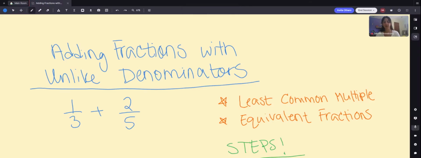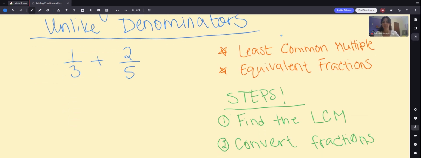Hello, I'm Nicole with My Math Experts, and today we are going to learn how to add fractions with unlike denominators. There are two things that you need to remember how to find when we are solving problems like this: first, the least common multiple, and second, the equivalent fractions. So let's go ahead and dive into this problem.